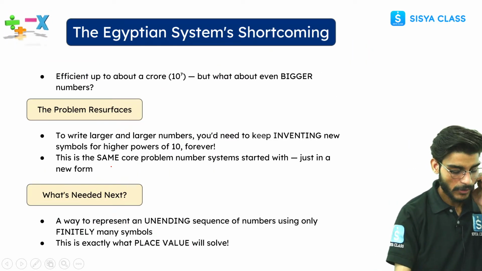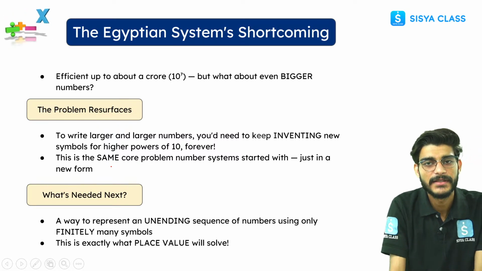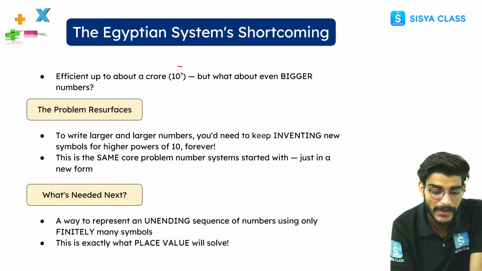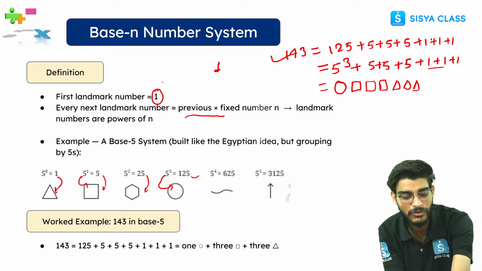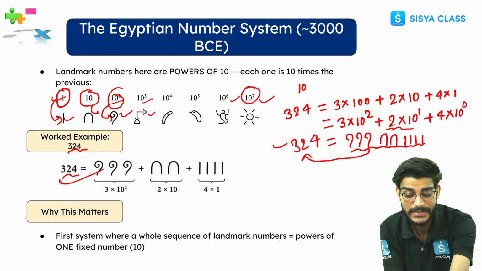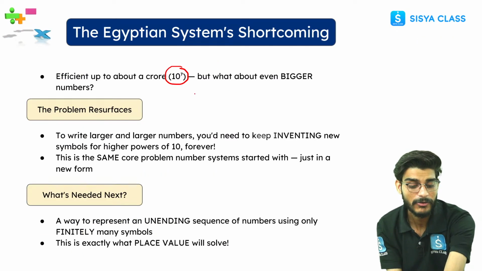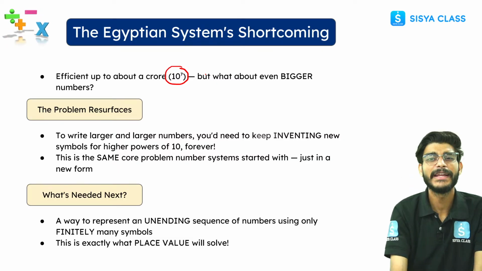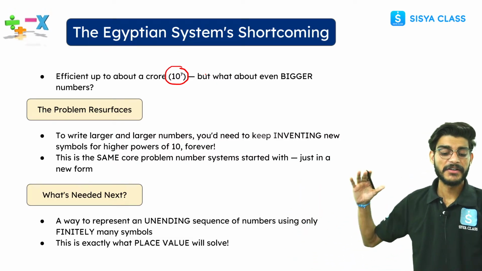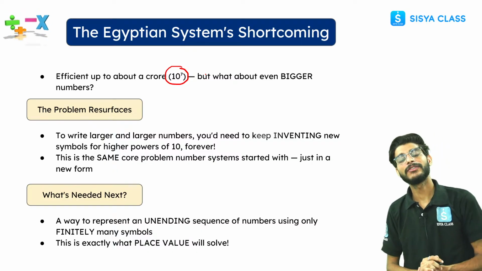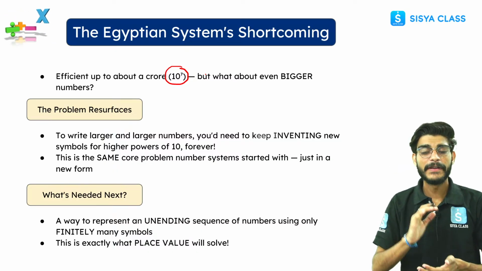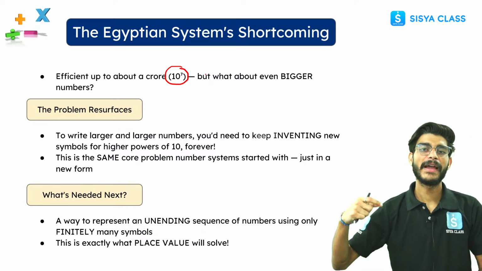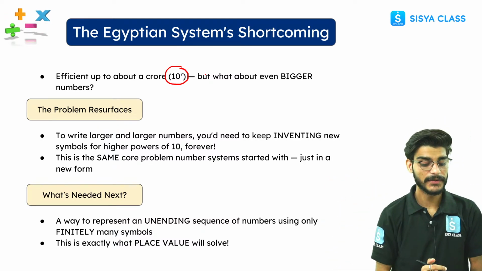Now let's see what were the shortcomings of the Egyptian system. Obviously there will be shortcomings because they have given symbols till 10 to the power 7 only. What about after 10 to the power 7? Obviously there can be numbers greater than 10 to the power 7, like 10 to the power 20, 10 to the power 50, 10 to the power 100. How will you denote them? Obviously there will be many symbols, so it becomes complicated, no?